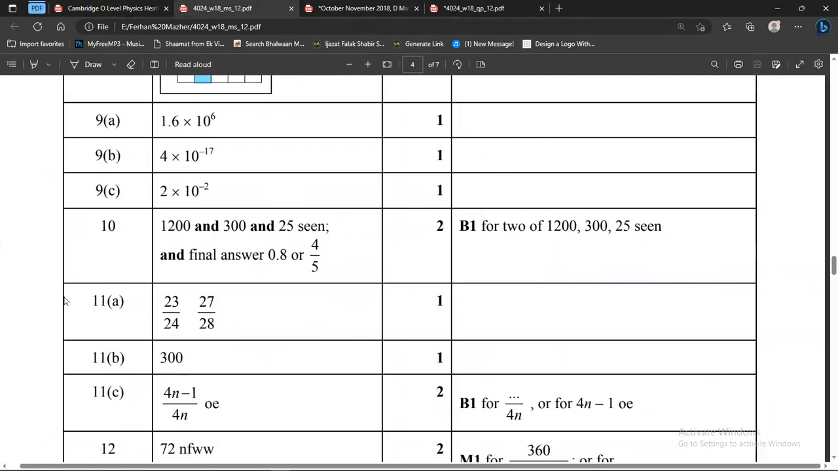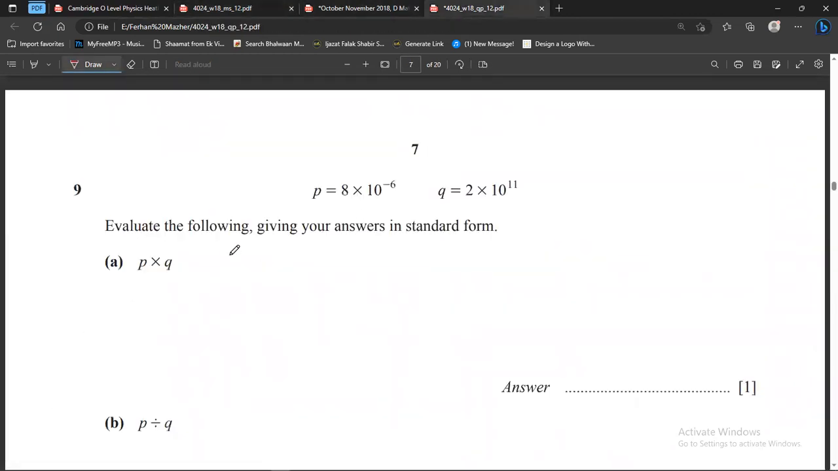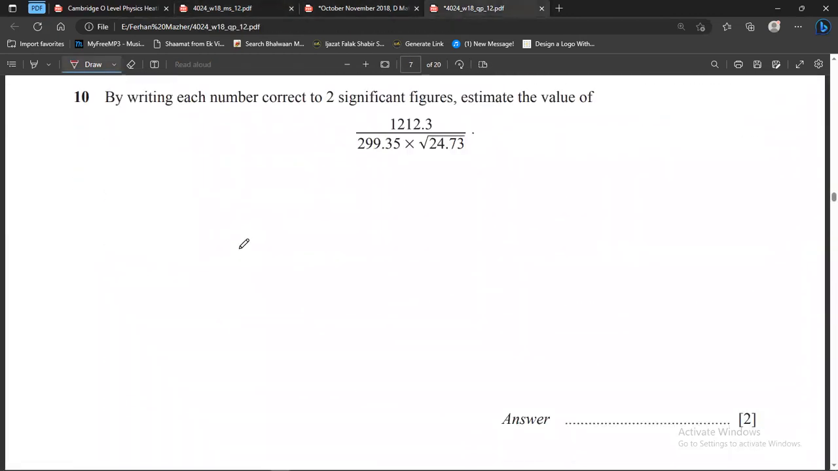Okay, this is the solution. So we are going to the next question, which is question number 10. It says, by writing each number correct to two significant figures, estimate the value of 1212.3 divided by 299.35 and square root of the 24.73. Important thing is this word.